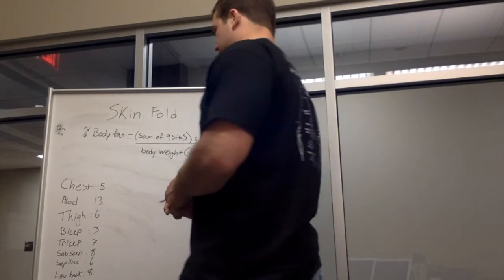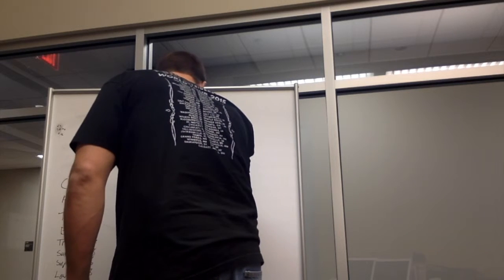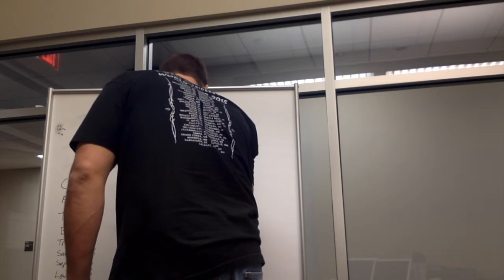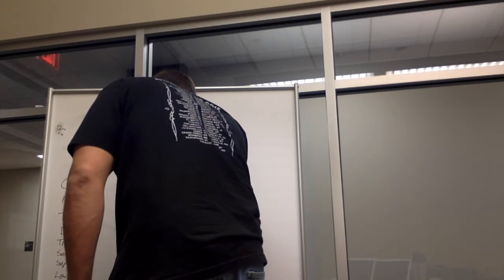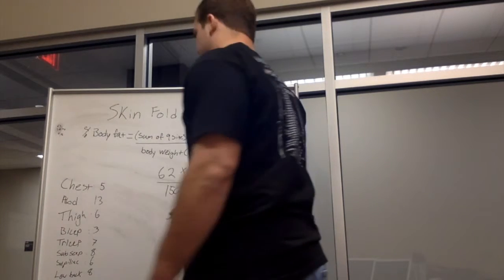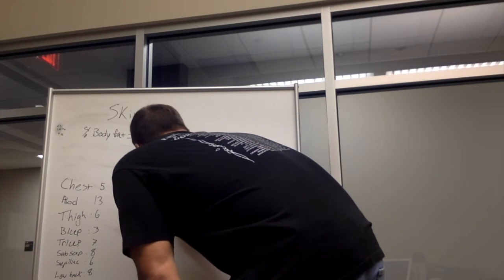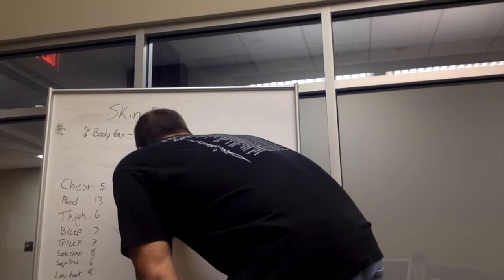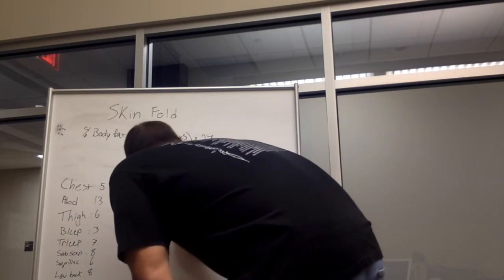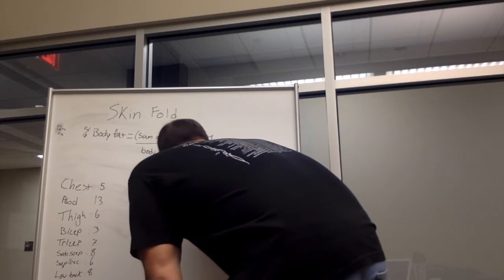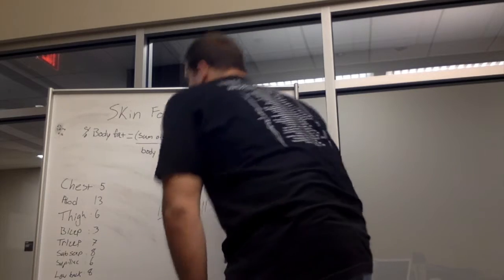Okay, so after taking the sum of all 9 sites, we got 62 times 27 over the body weight, which is 150 pounds. And then we got 1,674 all over 150. And then at the end, he was 11.16% body fat.